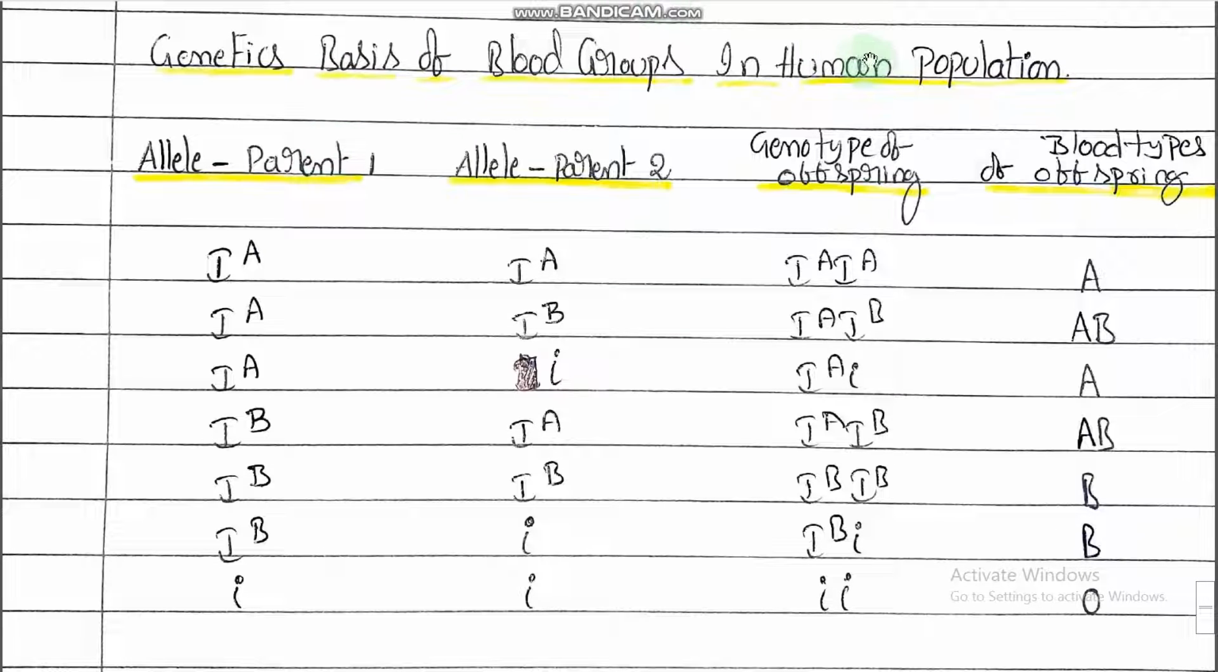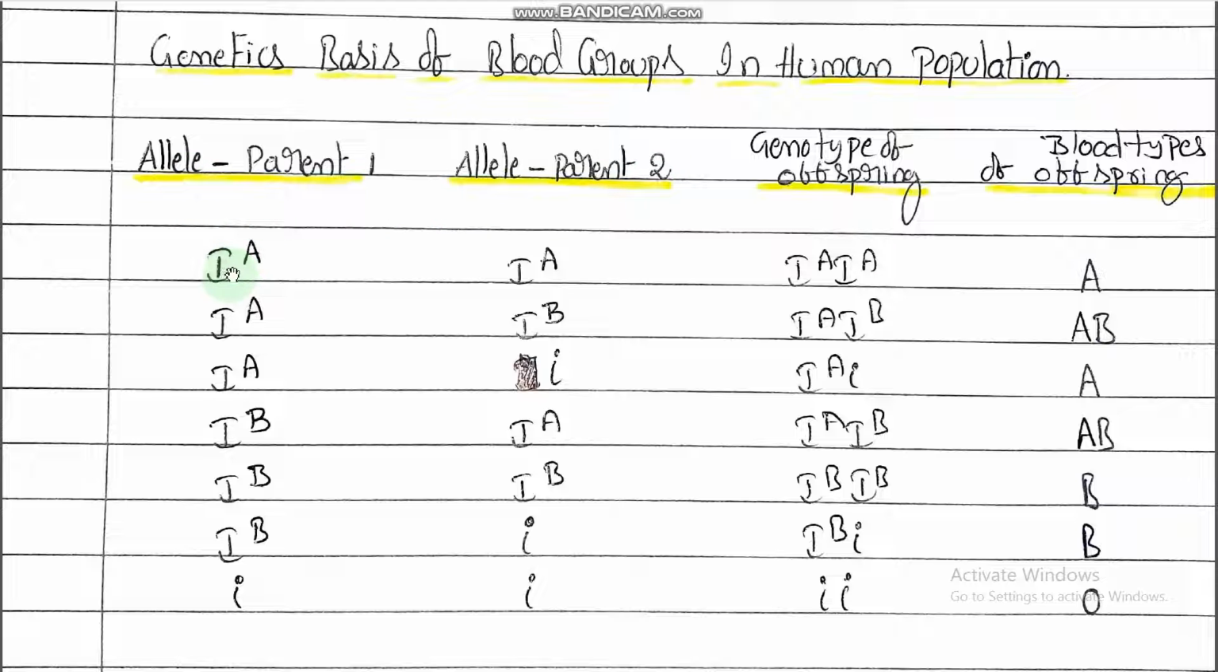Genetic basis of blood groups in the human population. Here we are discussing both parents having different types of combinations. So what type of genotype of offspring is formed, and what type of blood groups of offspring should be formed? From both the parents, one allele from parent 1 and one allele from parent 2, so two alleles are represented in offspring. So what type of blood groups are formed here? Parent 1 is mother and parent 2 is father, right?